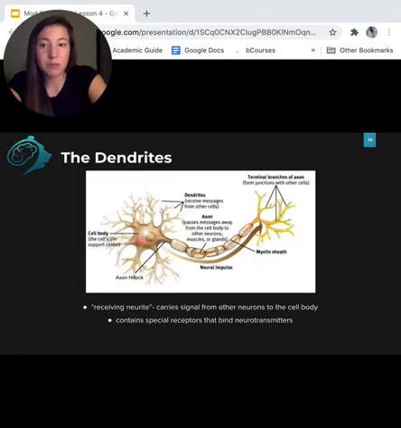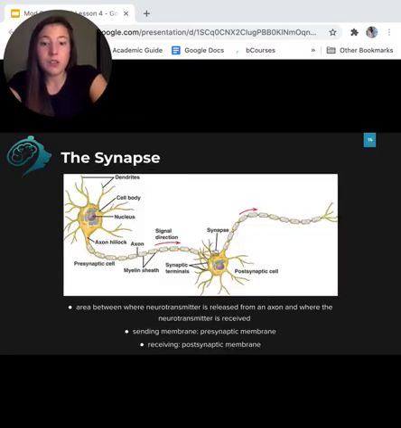The dendrites branch from the soma. They carry signals from other neurons to the cell body. In other words, this is the receiving neurite. The area in which the dendrites span is referred to as the dendritic field. The ends of the dendrites contain different receptor proteins that bind neurotransmitters when they are released by the axon terminals of other neurons. So next we have the synapse.